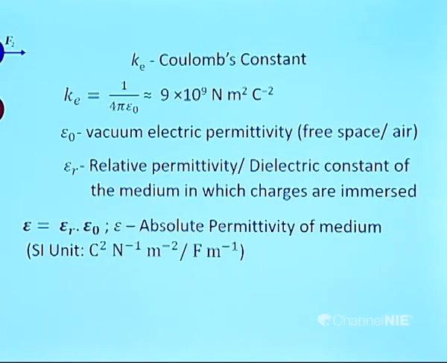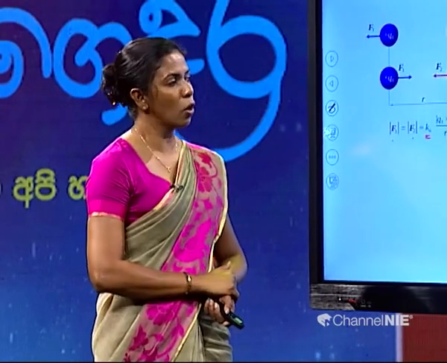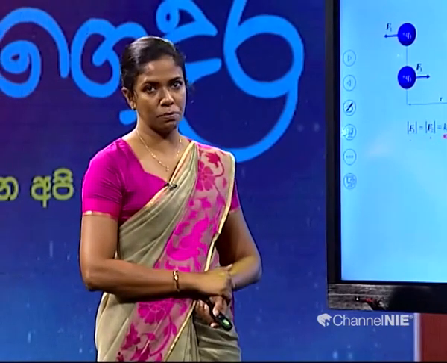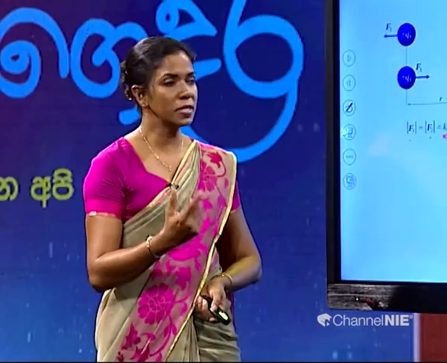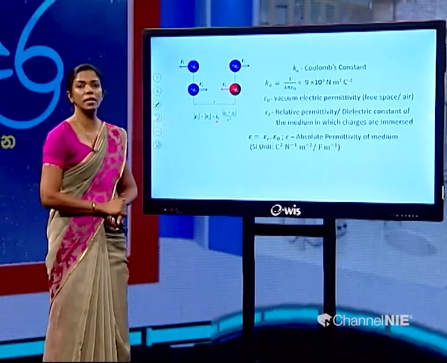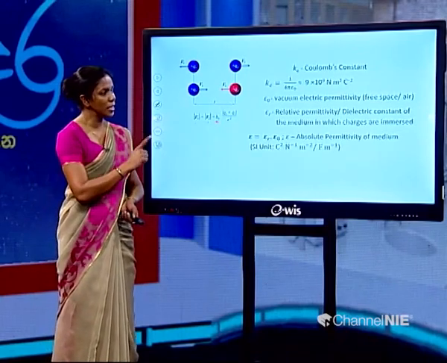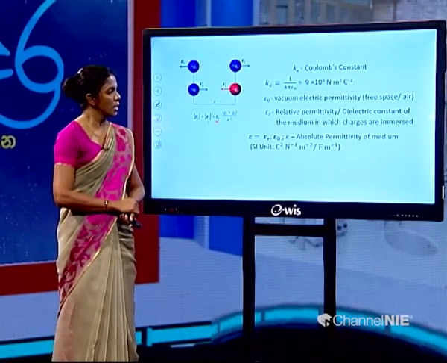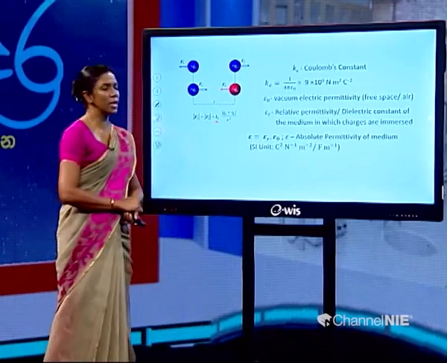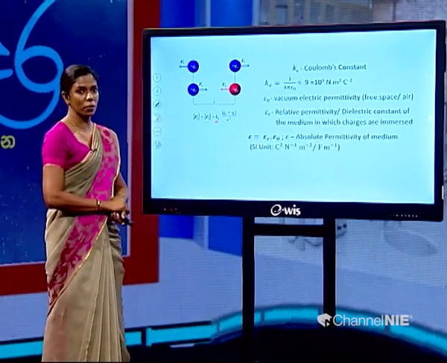So, epsilon naught refers to the electric permittivity of free space, also called the vacuum electric permittivity. For all other media apart from free space or air, it is denoted by a constant value referred to as relative permittivity or dielectric constant, where epsilon r is used. Say, for example, epsilon r for a particular medium is 1.5.